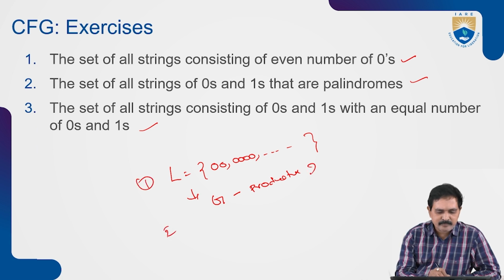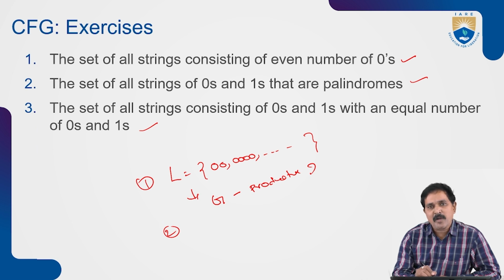The second is the set of strings of zeros and ones that are palindromes. Means you have the idea of a palindrome: the reverse of that string should be the same. You take 0 1 0. Reversed, it is also the same, 0 1 0.